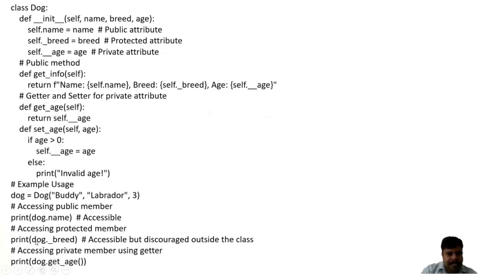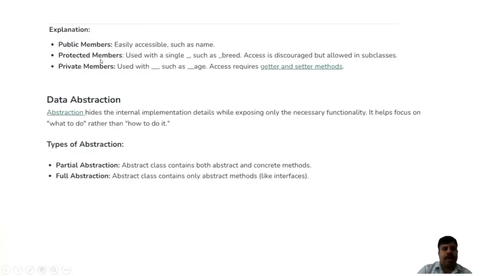And next, similarly, if you take accessing a private member using getter, you can use this type of command, print dog dot get_age bracket close. See, in this one, the protected members are used with a single underscore, such as _breed, access is discouraged but allowed in subclasses. Private members are used with double underscore, such as __age, which access requires getter and setter methods.